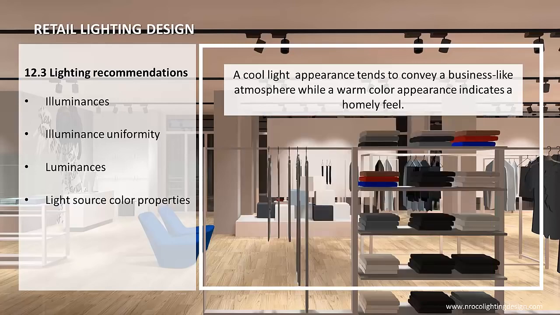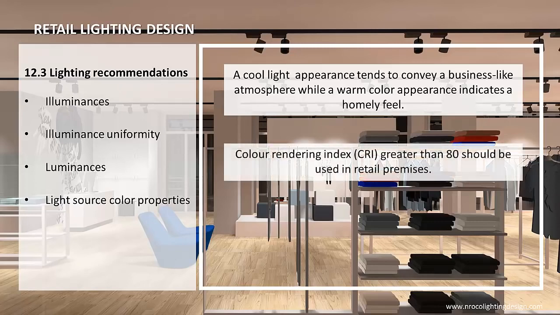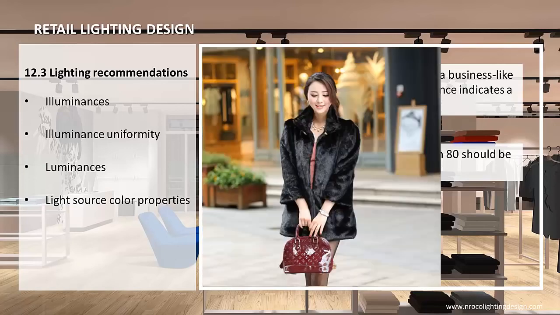The other aspect of light source color properties that needs attention is color rendering. In general, light sources with a CIE General Color Rendering Index greater than 80 should be used in retail premises. This will often be satisfactory, but where the merchandise is most likely to be seen under different lighting, for example, a coat is most likely to be seen under daylight, it is wise to use lighting that does not distort the color of the merchandise relative to how the merchandise will be seen in use.